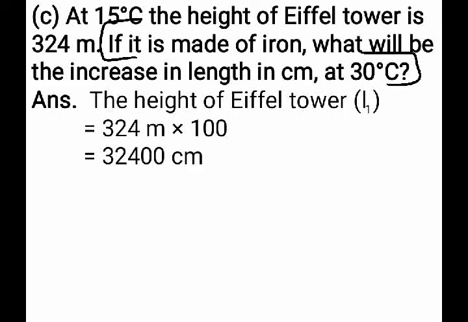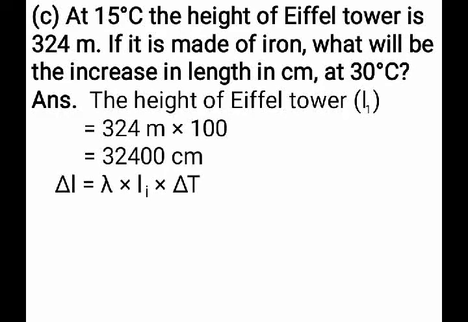You have to read the same question, next sentence. If it is made of iron, what will be the increase in length in centimeter at 30 degrees Celsius? To find increase in length means to find change in length. You have to use the formula change in length. The formula of change in length is delta L is equal to lambda into Li into delta T. Delta L stands for change in length. Lambda is the coefficient of linear expansion of iron. Li stands for initial length and delta T stands for change in temperature.